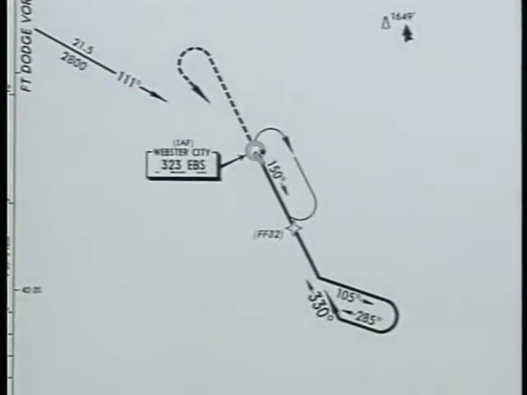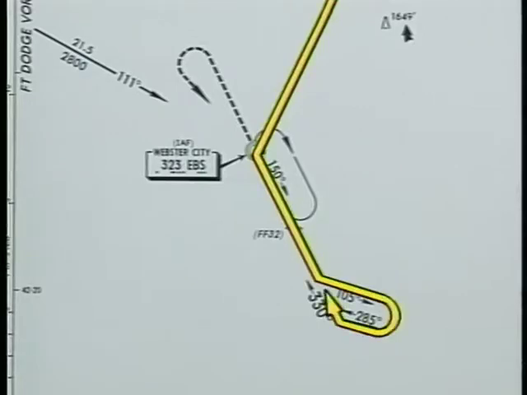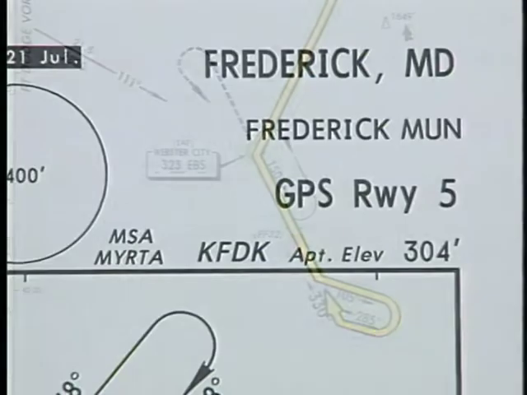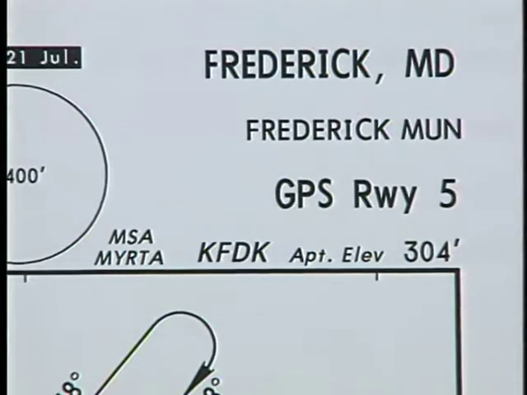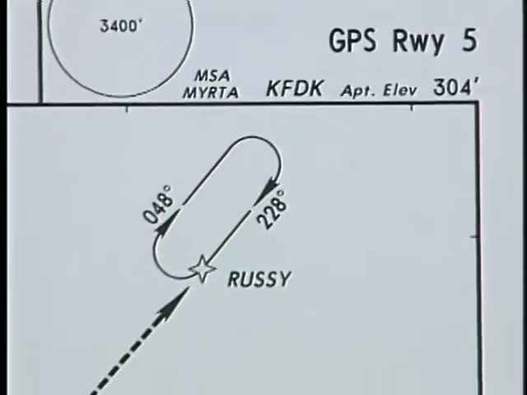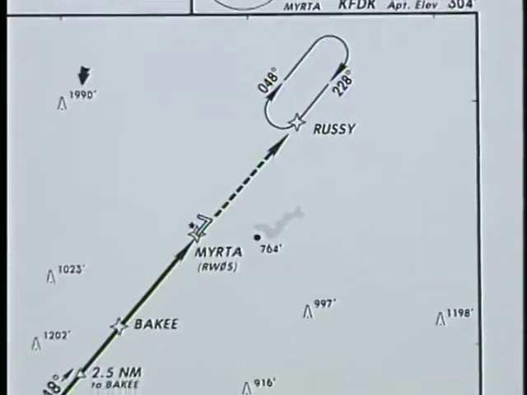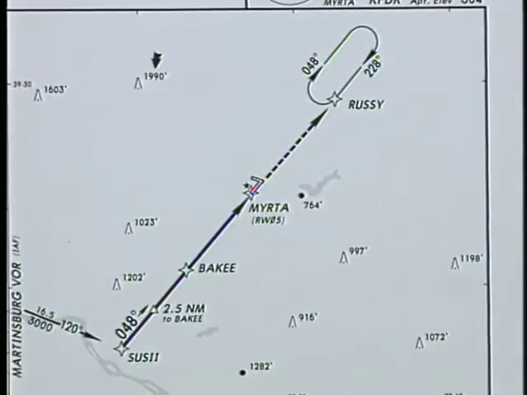Flying a GPS procedure is identical to flying a traditional approach. The same approach track is flown and the same minimums apply. The benefit of GPS is that approaches can be developed at airports that do not have the ground-based equipment necessary for a conventional approach. For example, this approach at Frederick, Maryland, is based entirely on GPS.